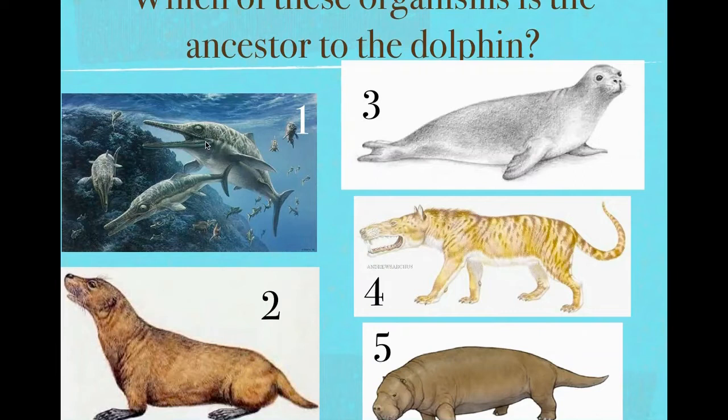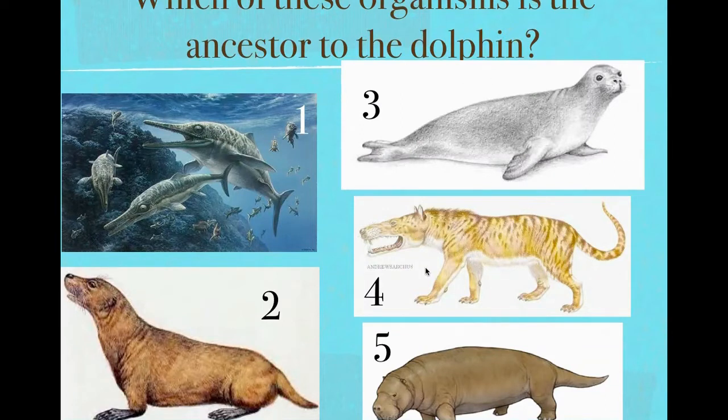All right, let's go through and see. Number one, that's an ichthyosaur, not closely related to dolphins. It's actually a reptile. Number two, this is an ancestor of the sea lion. Number three is actually a picture of a monk seal, something that is endangered today, but not related to the dolphin very closely.